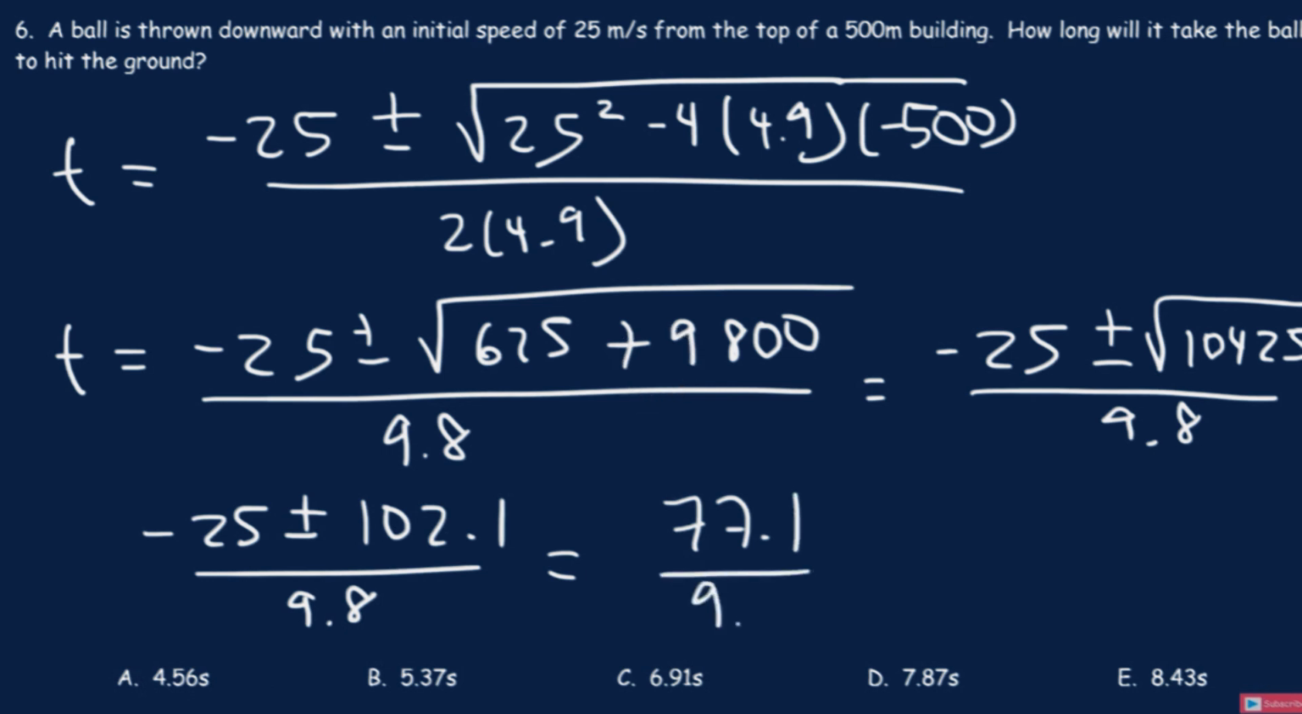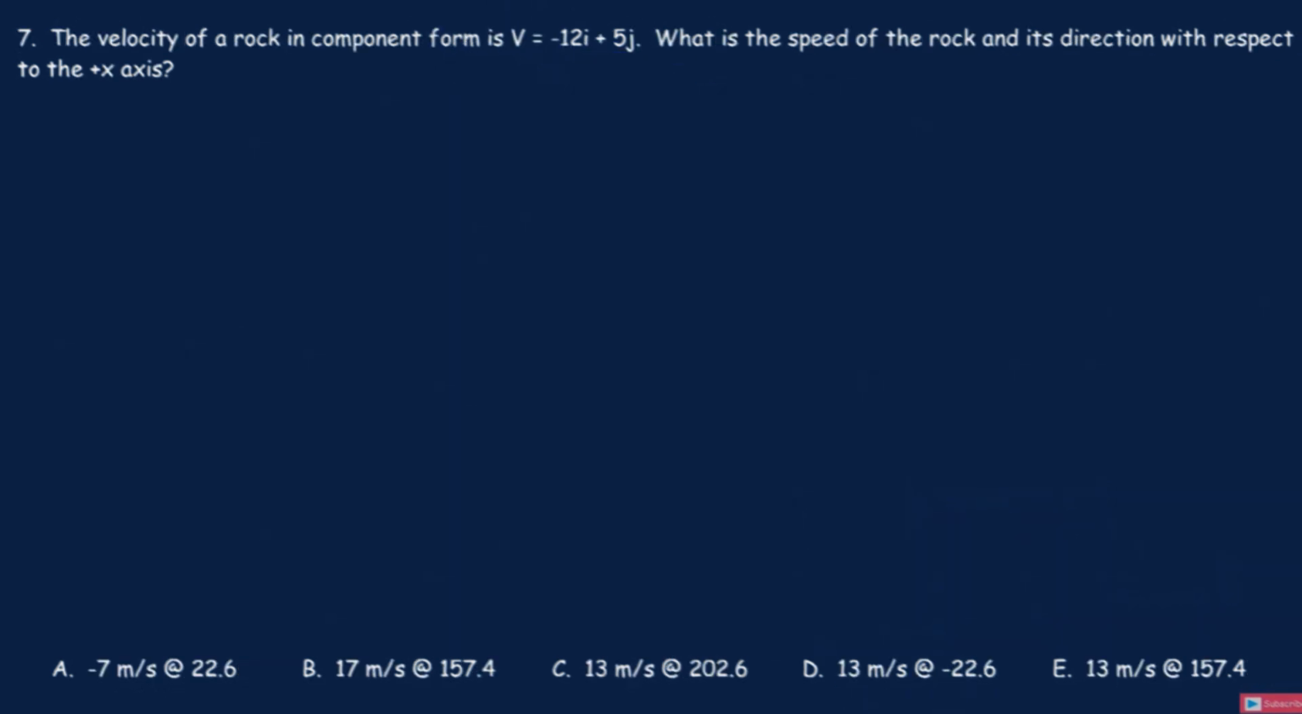That is 77.1, and then let's divide that by 9.8. And so this is equal to 7.867. So that's how long it takes for the ball to hit the ground if it is thrown downward with this initial speed. So D is the answer.